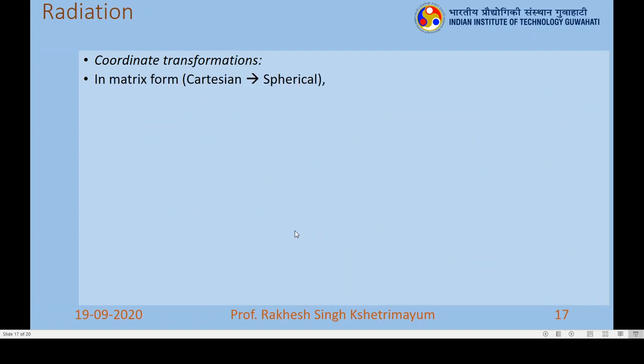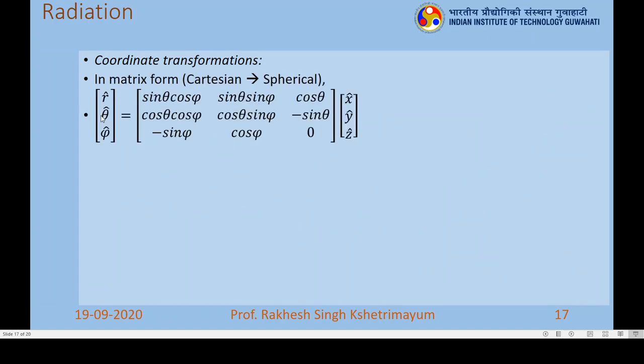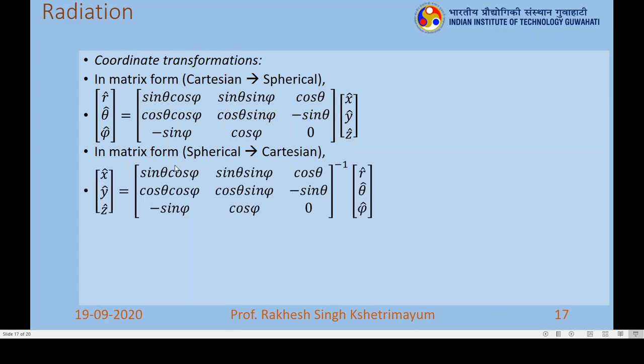If we write this in the matrix form, you can always convert the unit vectors in the spherical coordinates from the unit vectors in the Cartesian coordinate system by using this coordinate transformation matrix here. But what we are interested in is the coordinate transformation from the spherical to the Cartesian coordinate system. What we have here is Cartesian to spherical. We want just the reverse. We want from spherical to Cartesian. So I can just take the inverse of this, multiply with this is what I have.